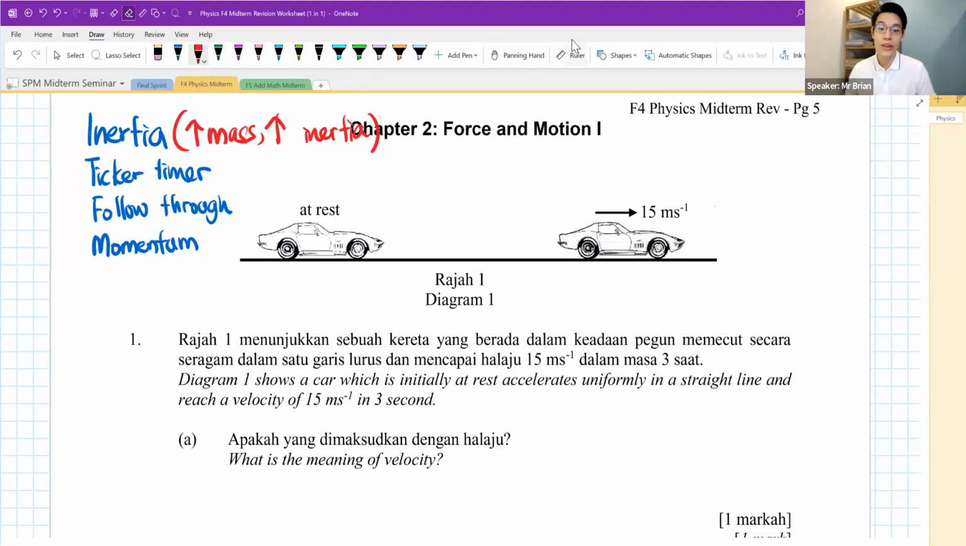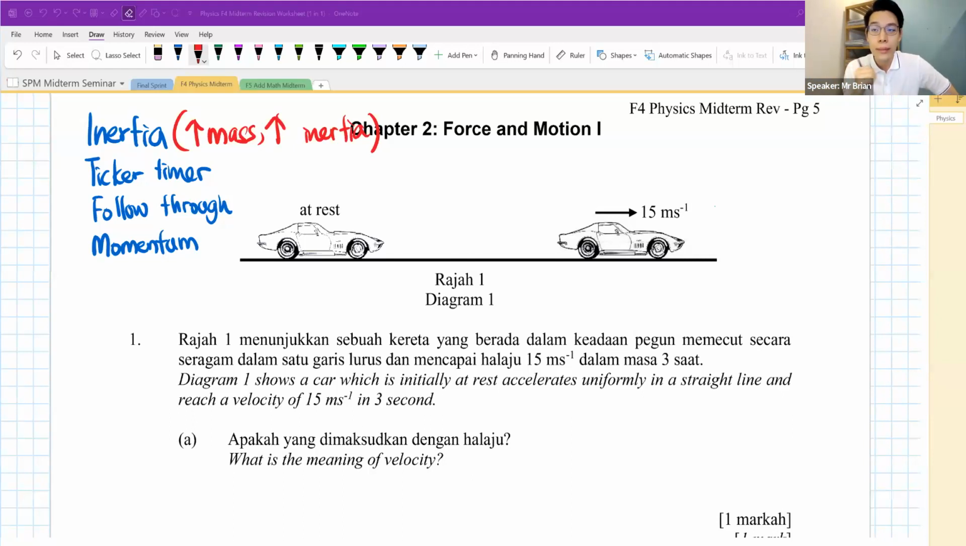And then also for the ticker timer, is it all about calculation? Is it all about finding initial velocity, final velocity, finding the acceleration? Is that all to the ticker timer? Actually, the main concept of learning the ticker timer, most of you would probably tell me, Teacher, I know, to analyze motion, to know how fast or how slow something is moving. Or maybe it's moving at the same speed.